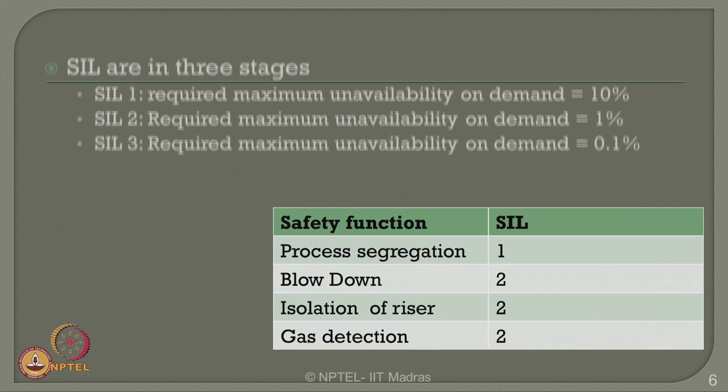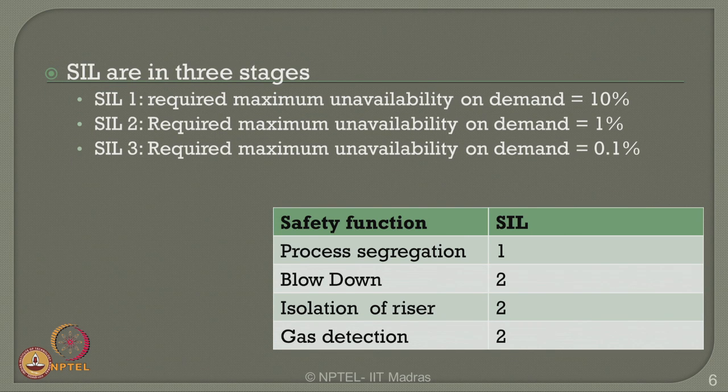In addition to that, we also have something called safety integrity levels, which come in 3 stages. They are categorized as SIL level 1, level 2 and level 3. Let us quickly see what we understand by SIL level 1. SIL level 1 means the required maximum unavailability of the equipment on demand is 10%, whereas if the unavailability on demand is 1%, we call that SIL level 2, and if the unavailability on demand is about 0.1%, we call that SIL level 3.